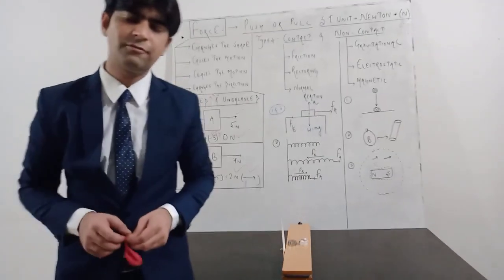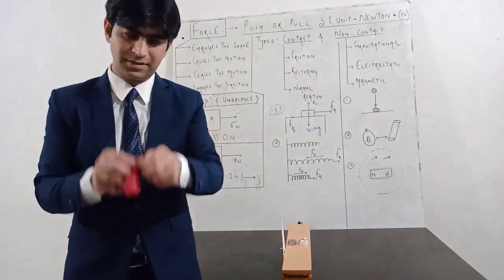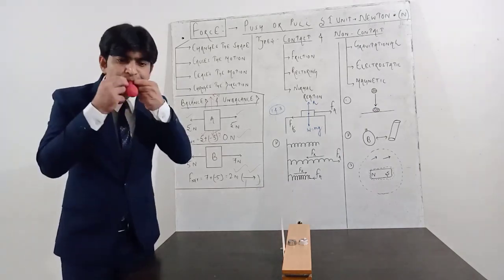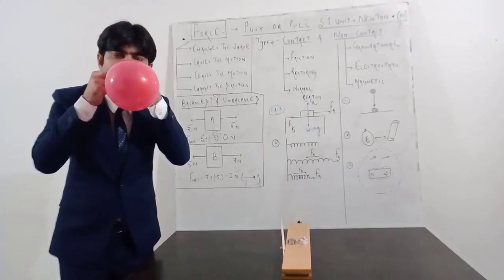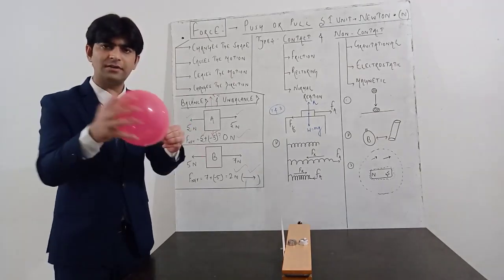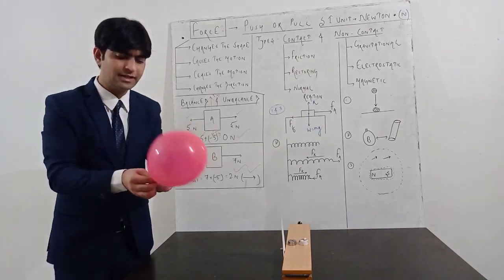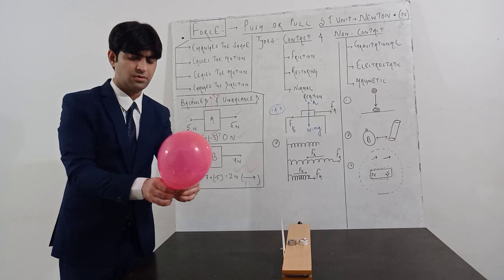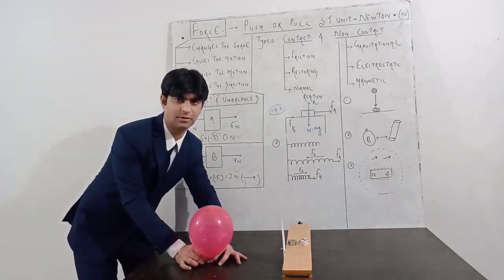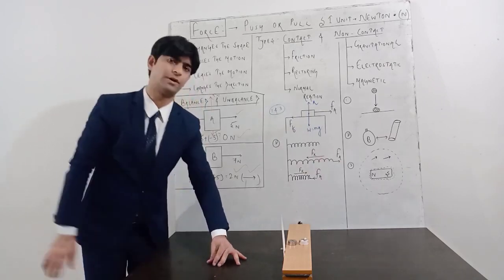One more force I have for you. I will just show you. This is the basic concept of rocket propulsion or rocket launching. If you see this, I have filled air in this balloon, and if I release it by keeping it on the table, you just see the direction of this balloon. It moved in upward direction.